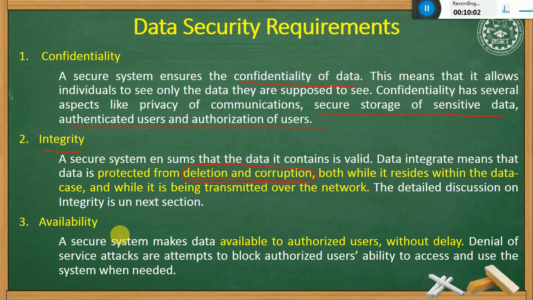The third requirement of security is availability. Availability is nothing but an authorized user getting access to data anytime, anywhere, without any delay. If your data is stored in the database, it must be accessible by the authorized user at any time. That is called availability. Data must be available for the authorized user. So confidentiality, integrity and availability are the three basic requirements of data security.